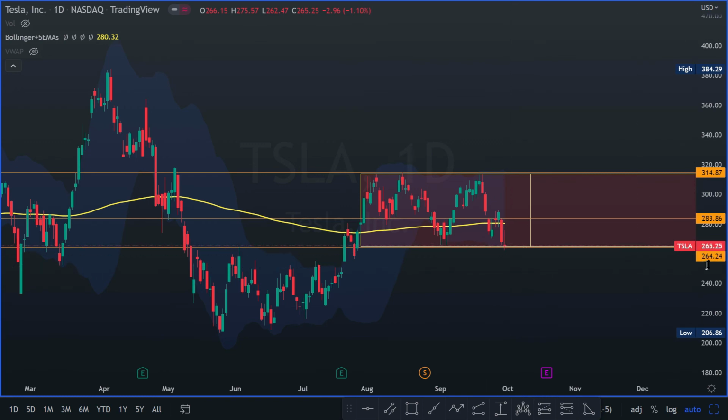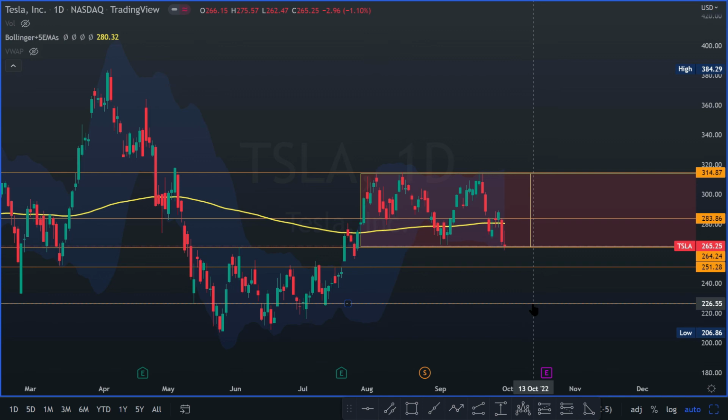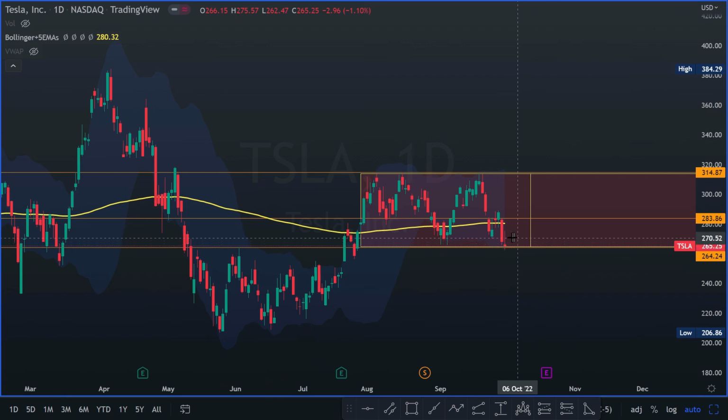So the play this week for Tesla is if we get a break below 264.24, we'll play puts down to the next support, which the first one we have here is around 251.28. And I would say the next one will be about here at 226.55. On the flip side, if we get a nice move up, a bounce from this 264.24 area, I'll expect us to come back up here to this 283.86 by the end of the week.